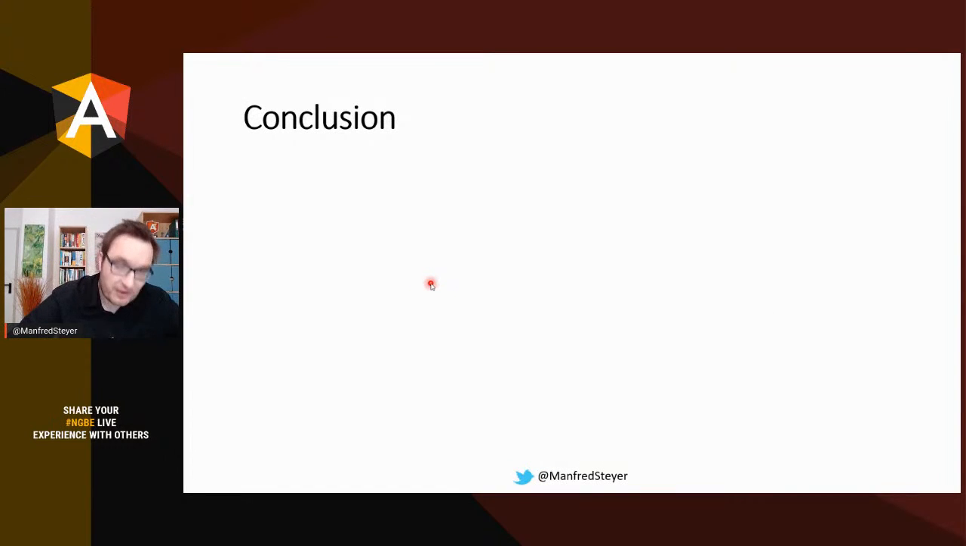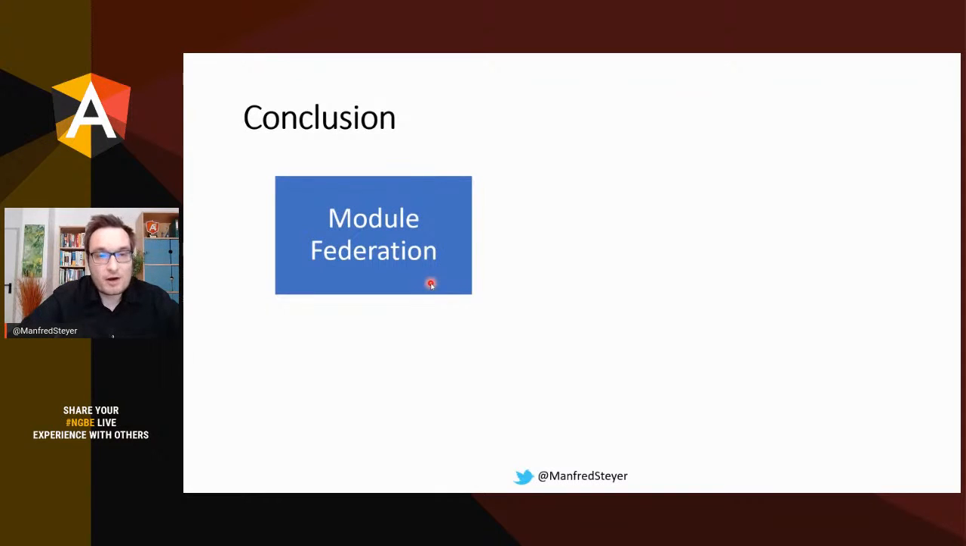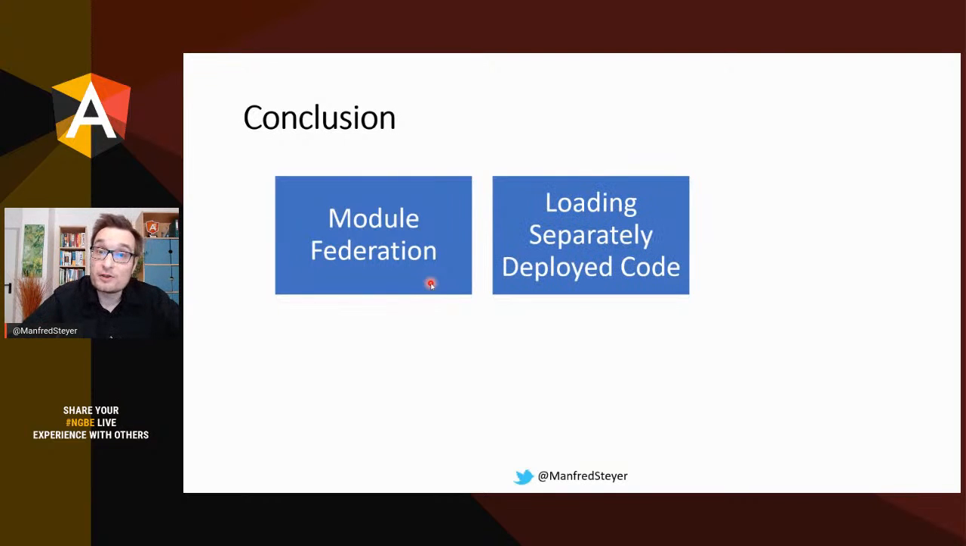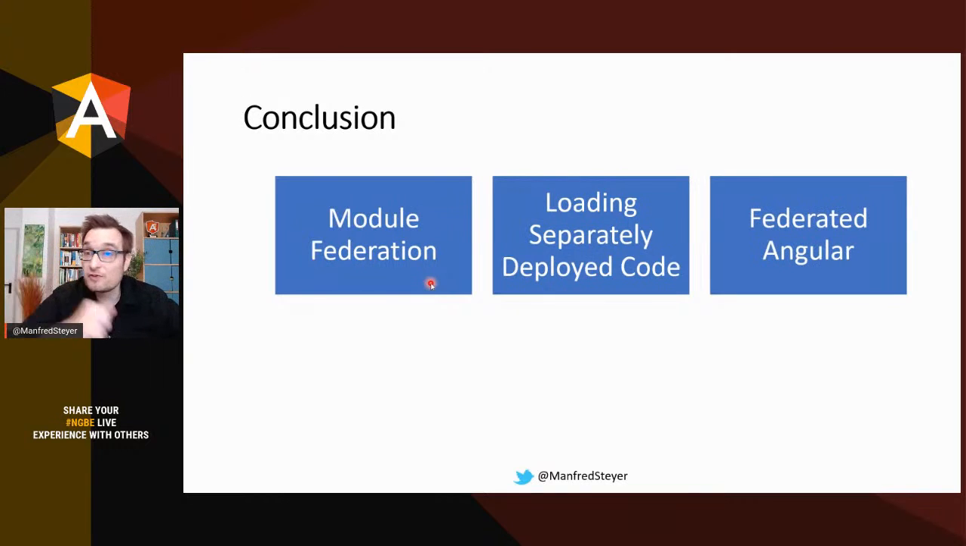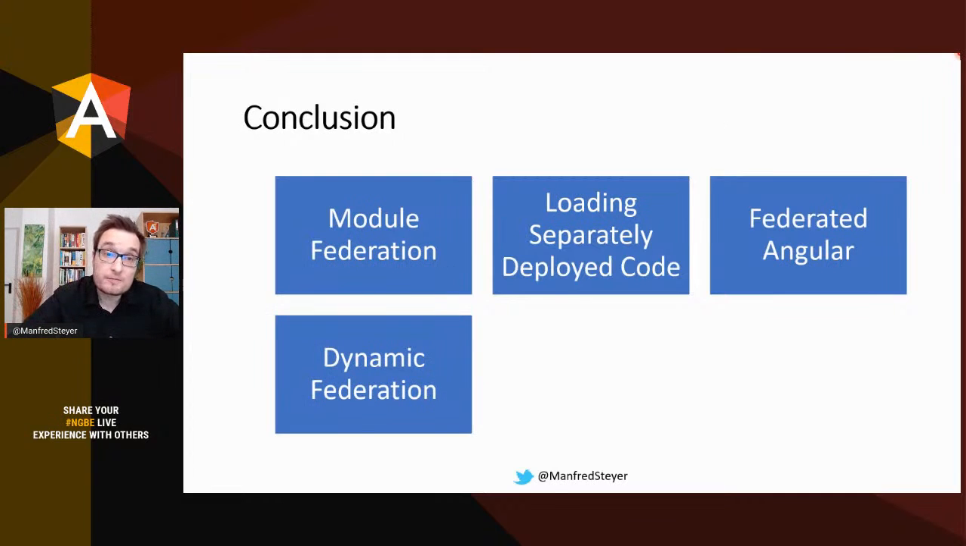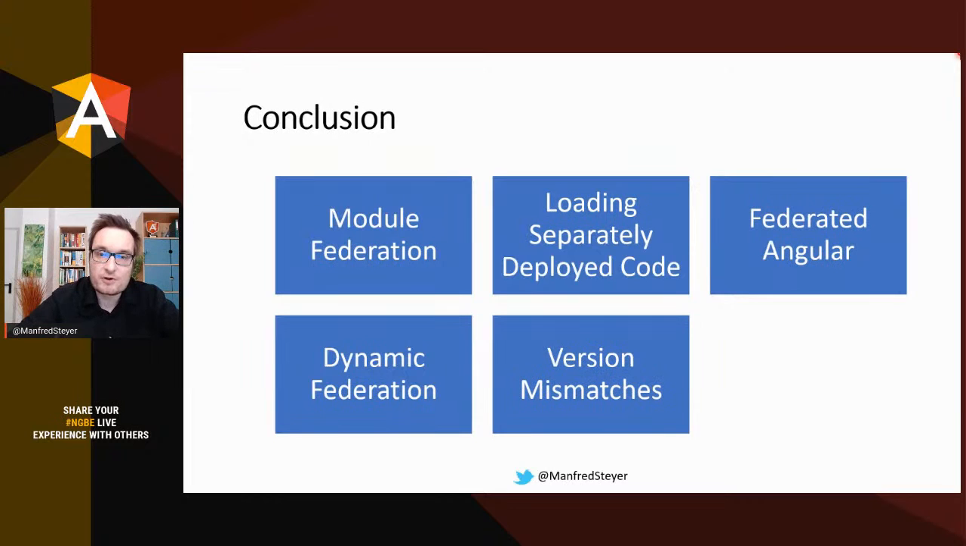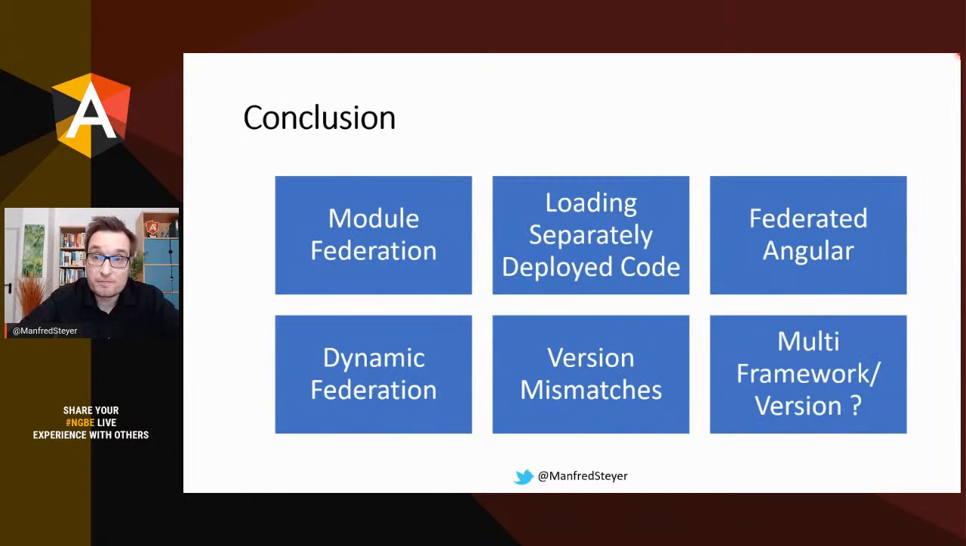We've seen several things today. We've seen that module federation is really a game changer because it allows us to load separately deployed and compiled code at runtime, which is the key for micro frontends. We can use this together with Angular by leveraging this tiny plugin. We can do everything dynamically at runtime. That means we don't need to know about our stuff upfront. It can deal perfectly with version mismatches.